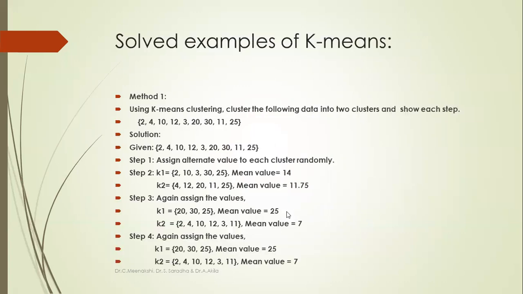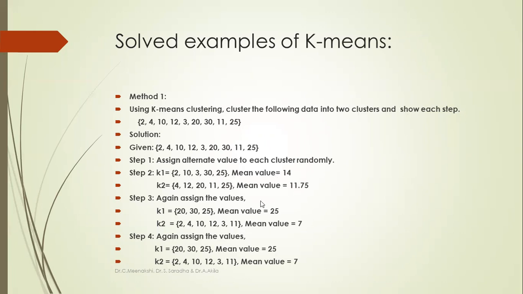Here I have a set of values, and I'm going to segregate them into two clusters. First step, I'll take these two sets and cluster randomly. Say K1 is 2, 10, 3, 30, and 25. I'm going to find the mean of this: add all these values and divide by 5, and I get a mean value. Then for K2, I've randomly taken 5 elements, and find the mean. So I've got a value.